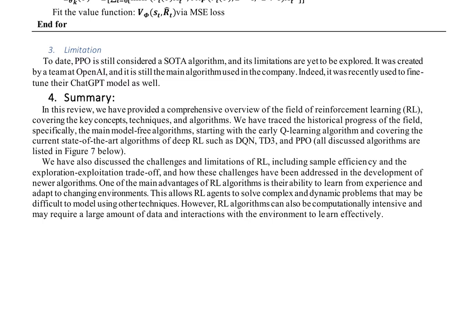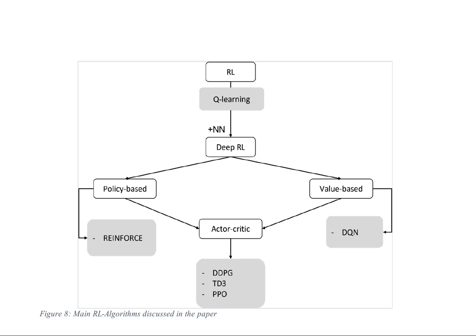It then collects a set of trajectories, computes rewards-to-go, and computes the advantage estimates. The policy is updated by maximizing the PPO clip objective, which involves computing the clipped surrogate loss. The value function is fitted via mean squared error (MSE) loss. Despite being a state-of-the-art algorithm, PPO's limitations are yet to be fully explored. It has been used to fine-tune the ChatGPT model and is still the main algorithm used at OpenAI.